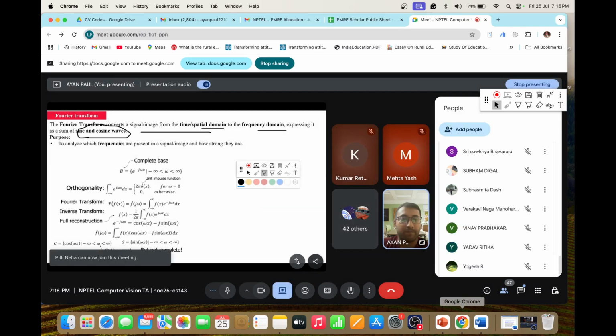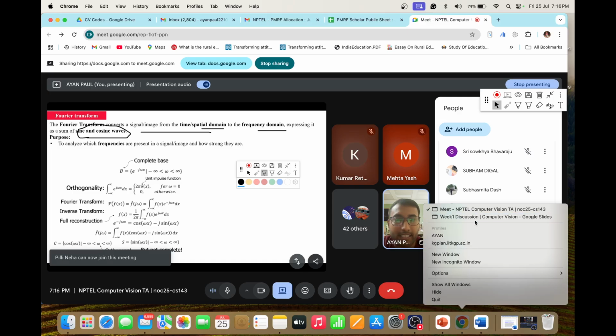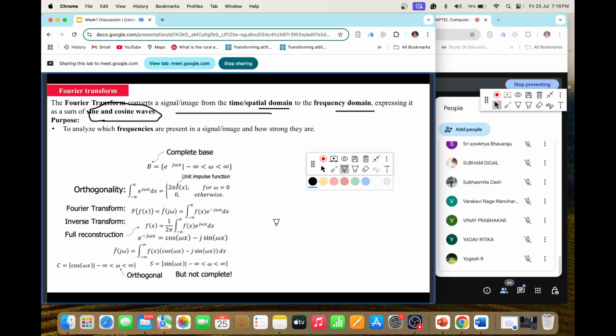Okay, so this is the Fourier transform that I was showing. What is the characteristic of the Fourier transform? The basis that we are selecting is the sum of sine and cosine. Why is it a sum of sine and cosine? Because we are expressing it as a sum of sine and cosine, the calculation part is much easier, because sine and cosine are orthogonal vectors. Okay, so they are independent vectors. So that is why the calculation part is much easier.